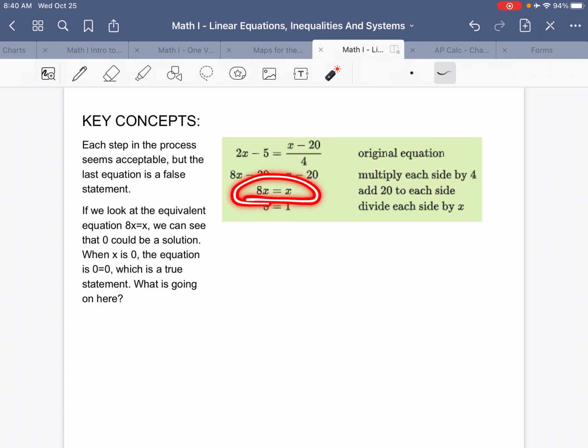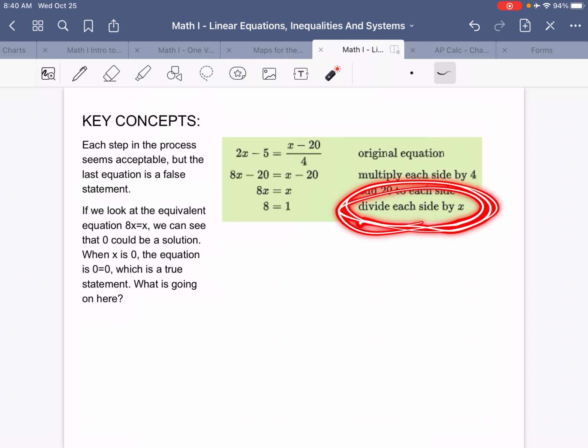Well, when we take a look at 8x equals x, there is a number that's a possible solution to that. And that number is 0. If we put in 0 for x, 8 times 0 is 0, which is equal to 0. What they're doing here is dividing by 0, which you cannot do.